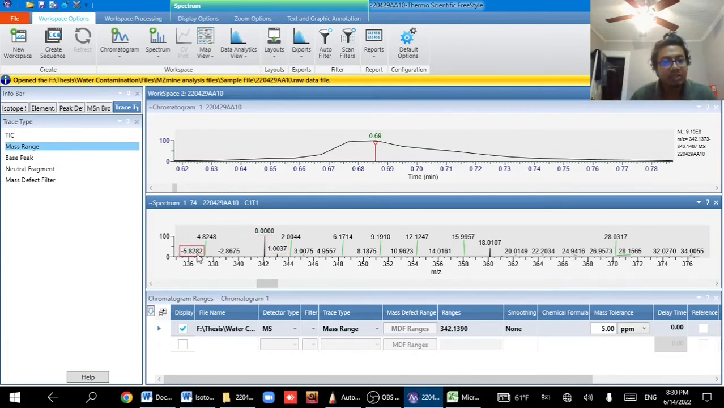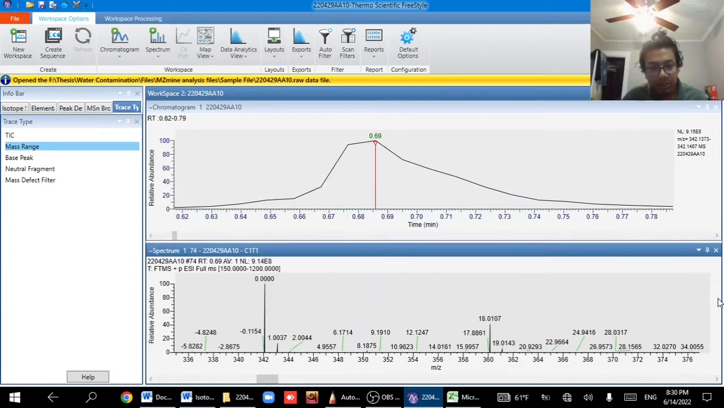On the left-hand side you will find negative values, and on the right side of 0 you will find positive values, or the positive difference between them. I need to cut that off, so I'll make it larger for you. Here you can see this is 0, and I find 1.0037. This is the distance, or the difference, between the two masses. Remember, this one is 342 and this one is 343. So 1.0037 is the difference between this mass and this mass.